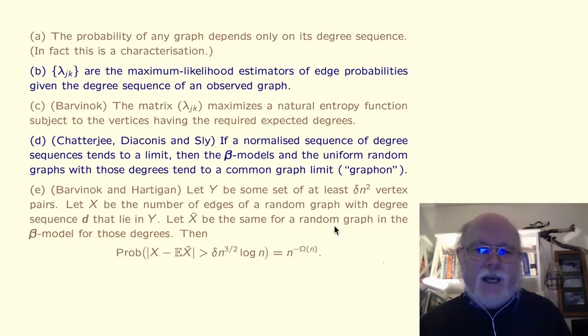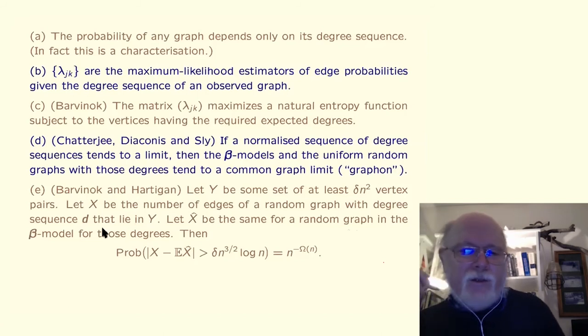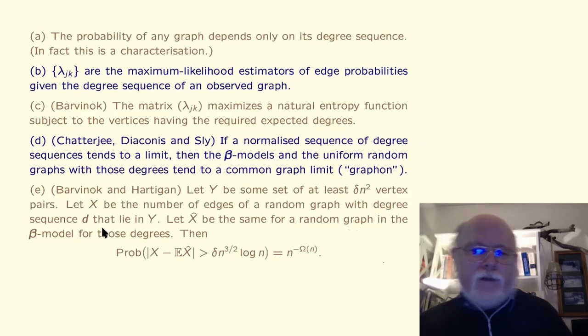Okay, Enoch and Hartigan showed that the beta model is close to a random graph with the given degrees in the following sense. You take some y, which is some set of vertex pairs, not necessarily edges, vertex pairs, and it has to be at least some fraction of all vertex pairs. Now you let x be the number of edges in a random graph with your given degree sequence that lie in y, and let x hat be the same number for a random graph in the beta model for those degrees.